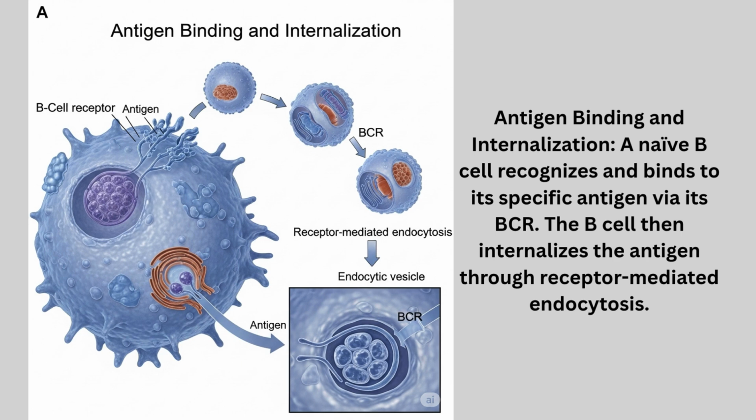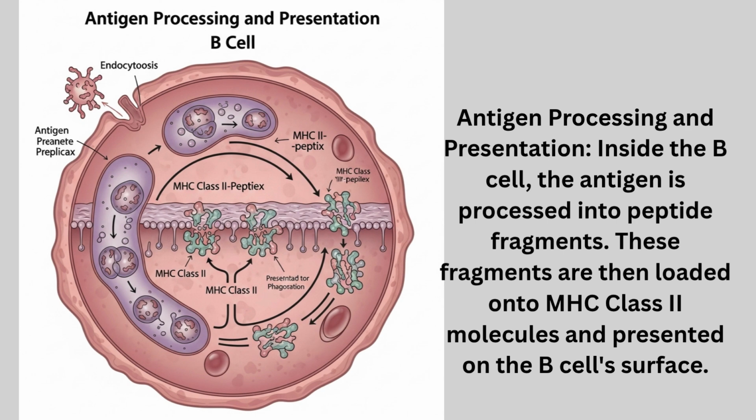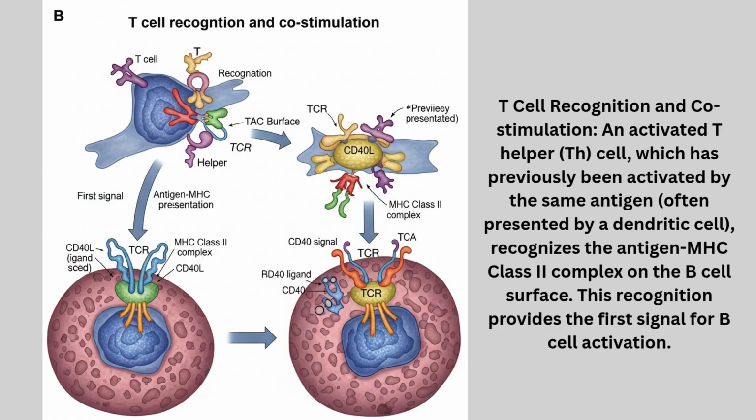A naive B-cell recognizes and binds to its specific antigen via its BCR. The B-cell then internalizes the antigen through receptor-mediated endocytosis. Antigen processing and presentation. Inside the B-cell, the antigen is processed into peptide fragments. These fragments are then loaded onto MHC class II molecules and presented on the B-cell's surface.